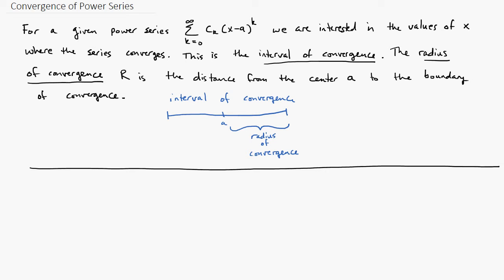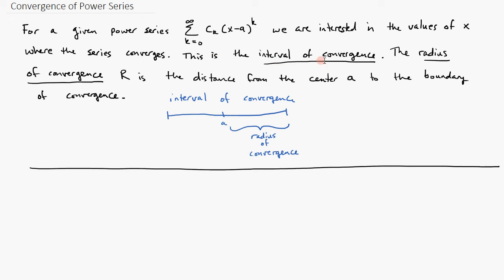So as mentioned previously in another video, when a power series converges, it'll converge to a function, and then we can use it to approximate the function. We're interested in finding exactly where a power series converges. So for a given power series, we're interested in the values of x where the series converges.